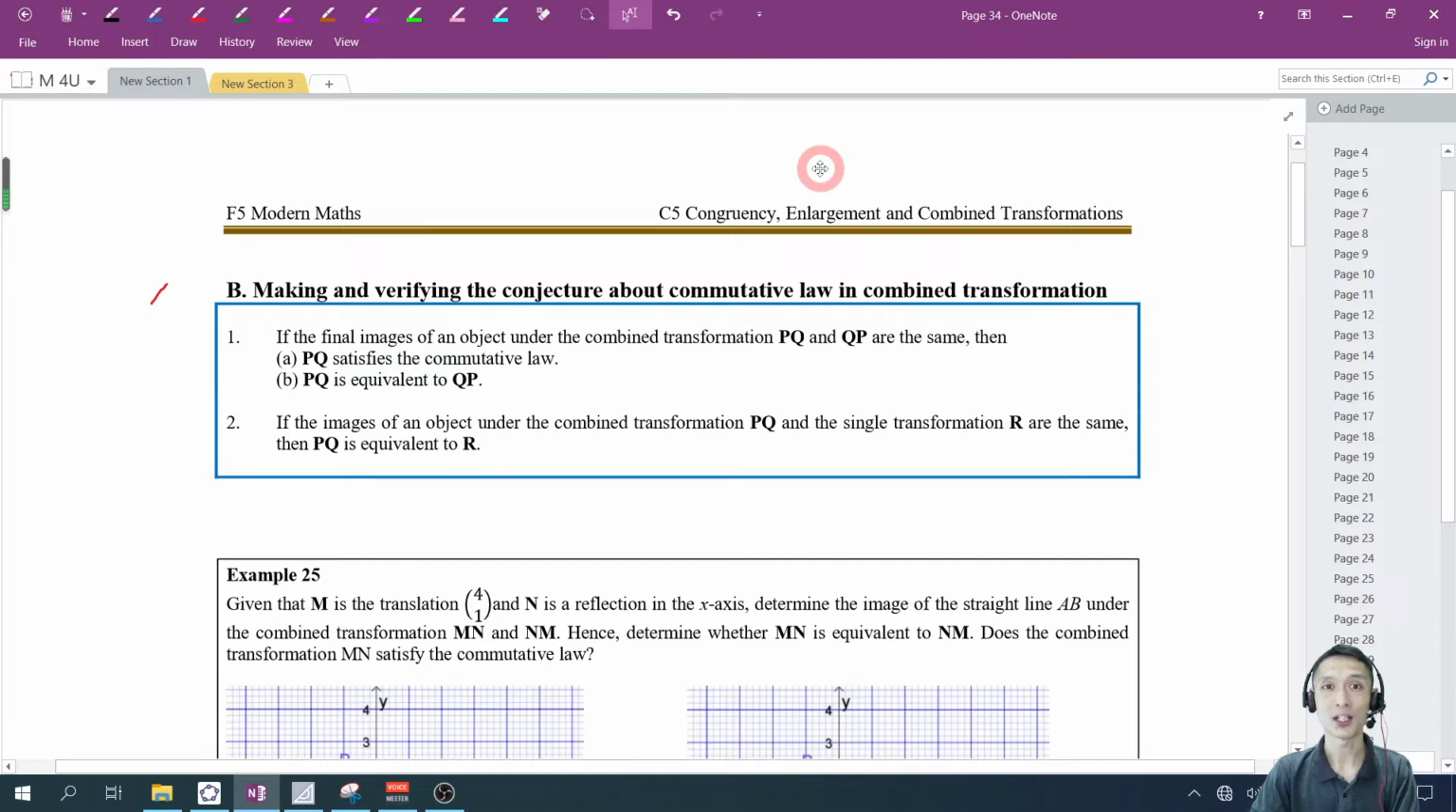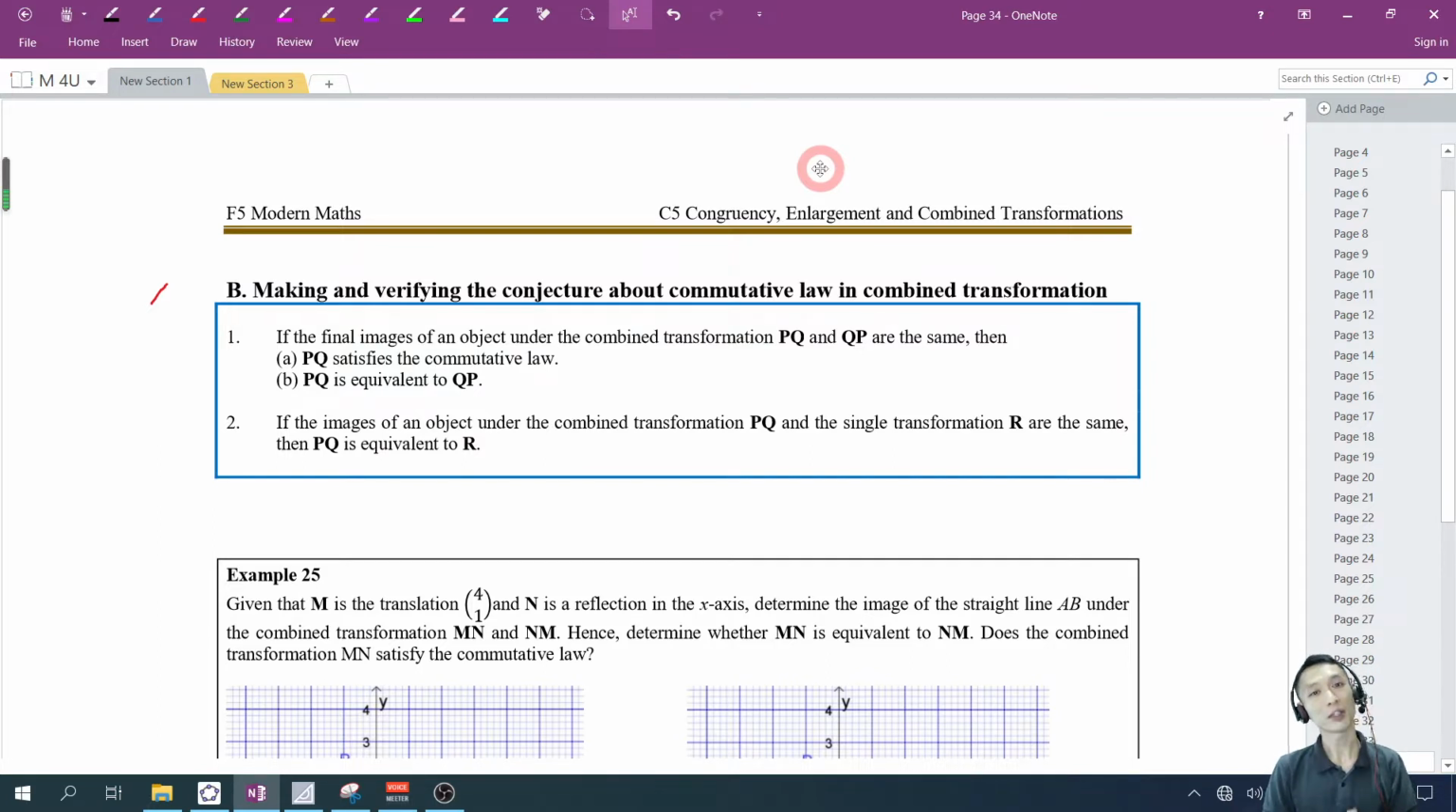What do I need to do? I need to draw the image for PQ and QP. If both of them produce the same images, I can say that this combined transformation PQ satisfies the commutative law. Okay, in this situation, PQ and QP produce the same images. We can also say that PQ and QP are equivalent.